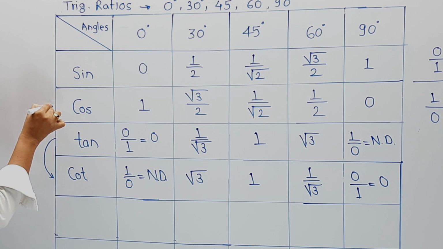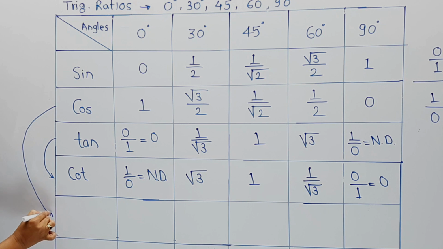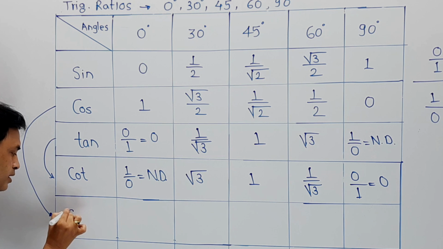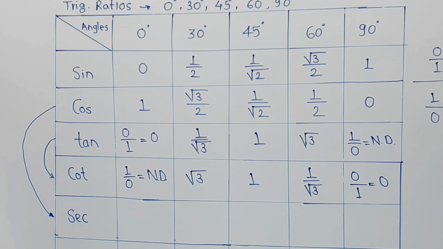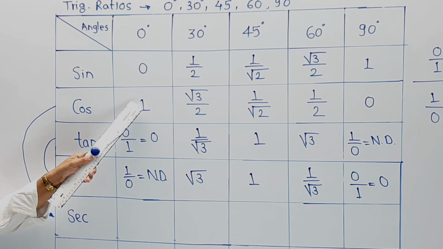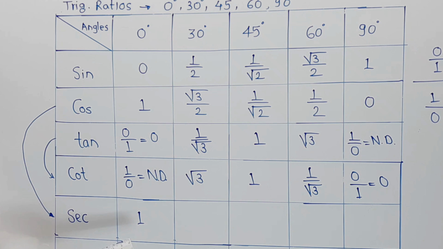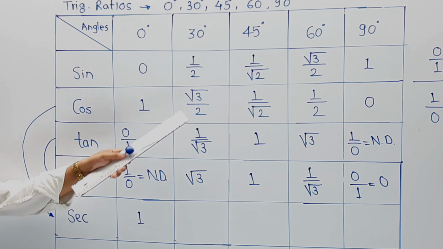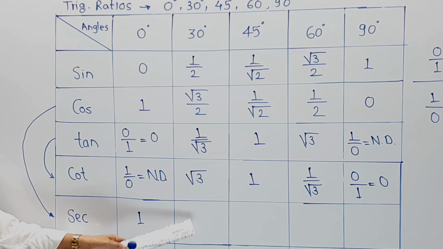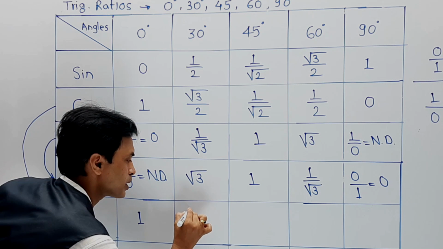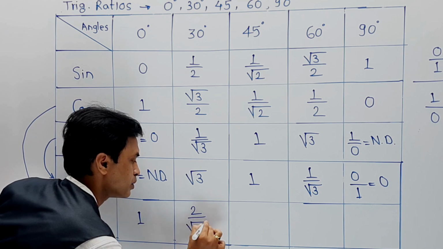In the same way, the reciprocal of cos is sec. Remember, every teacher gives their own method, and I am going to give my method for your understanding. The reciprocal of 1 is 1, because 1 divided by 1 is 1. Now root 3 by 2, its reciprocal is 2 by root 3, because the reciprocal of cos is sec. So root 3 by 2 becomes 2 divided by root 3.